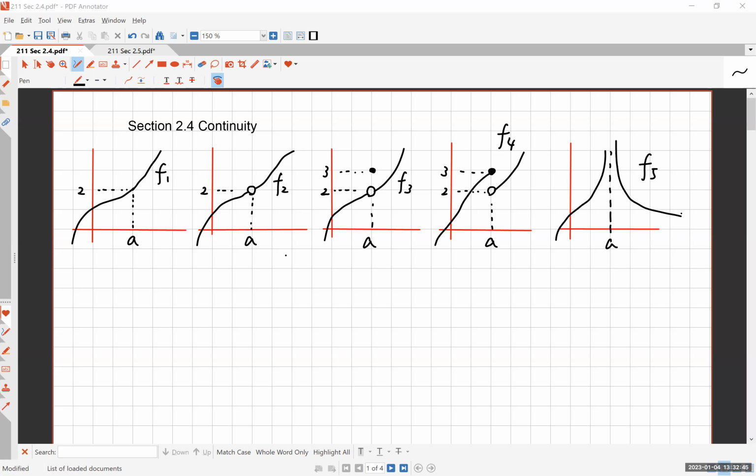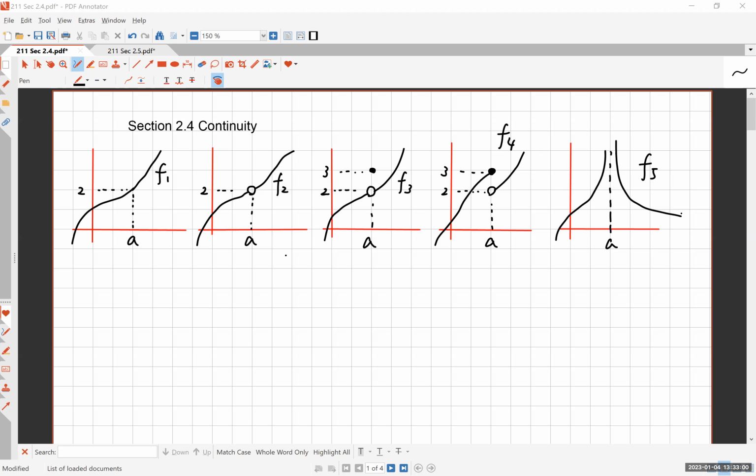All right, section 2.4 is on continuity. You may want to jot down or try to sketch these 5 functions because each of these is going to represent something a little different. And I'd like to point out a few things about these 5 functions.